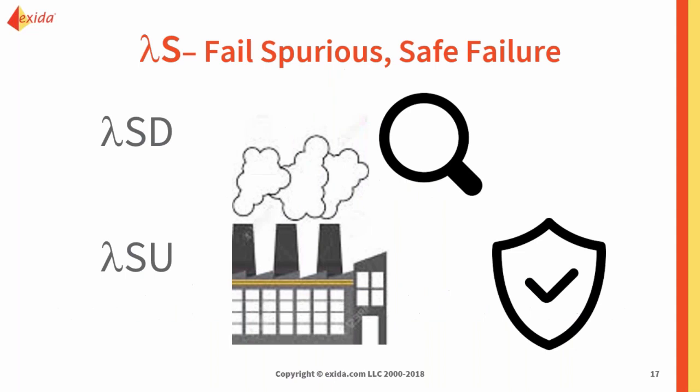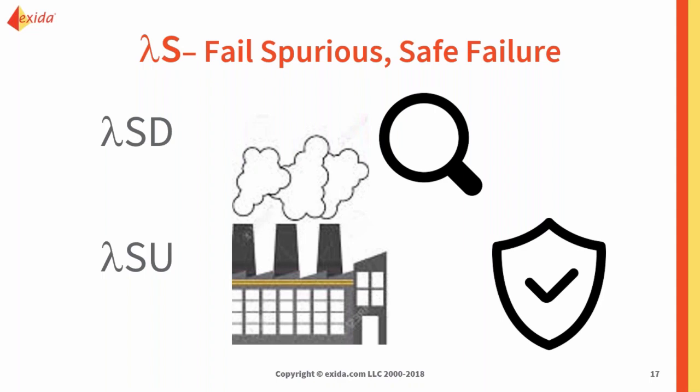So let's further look into those safe or spurious failures. Those safe failures, or those lambda S's, are any failures that do not have the potential to put your safety-related system in a dangerous or fail-to-function state. It's a situation where a safety-related system or some component of your SIF fails to perform properly in such a way that it calls for the subsystem or system to shut down, or for your safety instrumented function, or SIF, to activate when there is no hazard present.